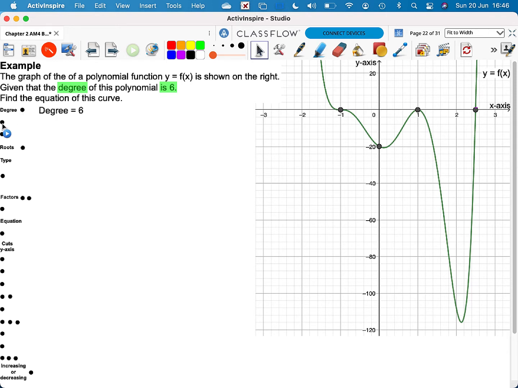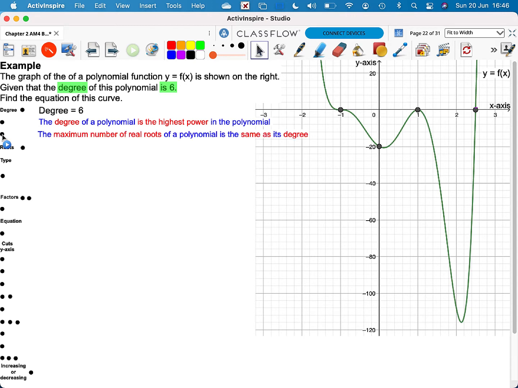Now, the important thing is we've been told the degree is 6. And a reminder: what does the term degree mean? The degree of a polynomial is the highest power in the polynomial, and it also happens to give the maximum number of real roots of a polynomial. If the degree is 6, then the maximum number of real roots is also 6.